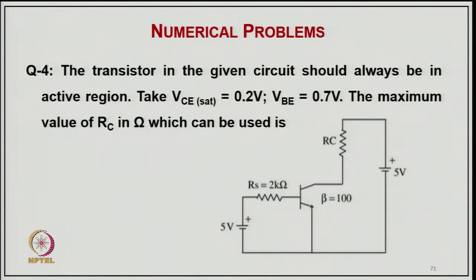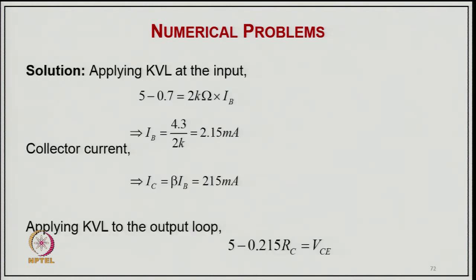So, coming to example 4, the transistor in the given circuit should always be in the active region, taking VCE saturation equal to 0.2 and VBE equal to 0.7. We have to find the maximum value of RC with which it can be used in this circuit, so that it always operates in the active region, and beta is already given here as 100. So, all parameters are there. Applying Kirchhoff's law, 5 minus 0.7 equal to 2 kilo ohm into IB.